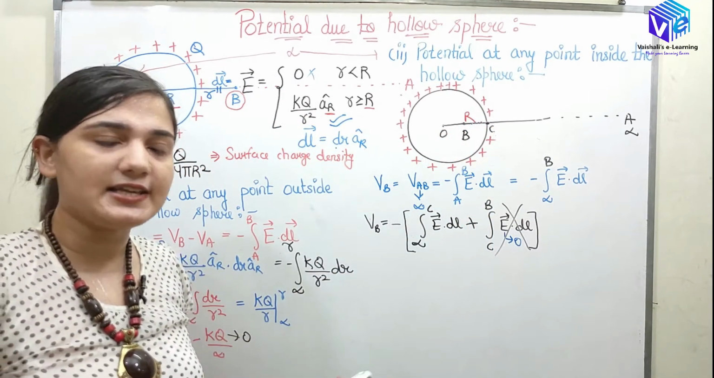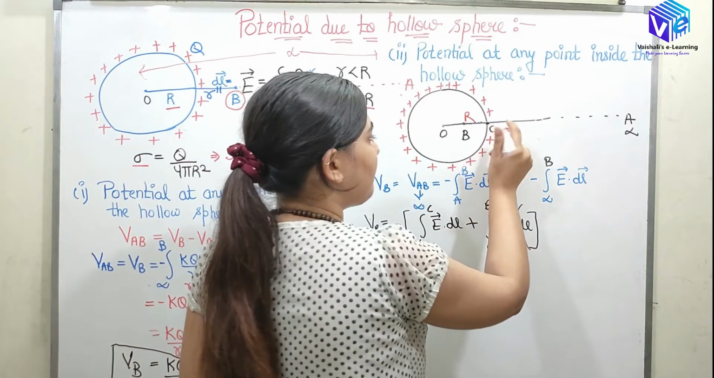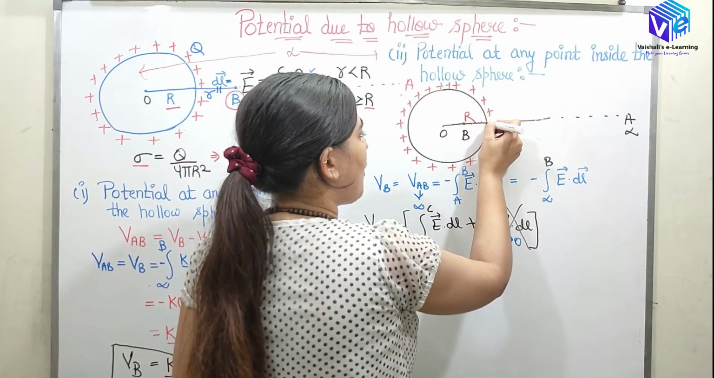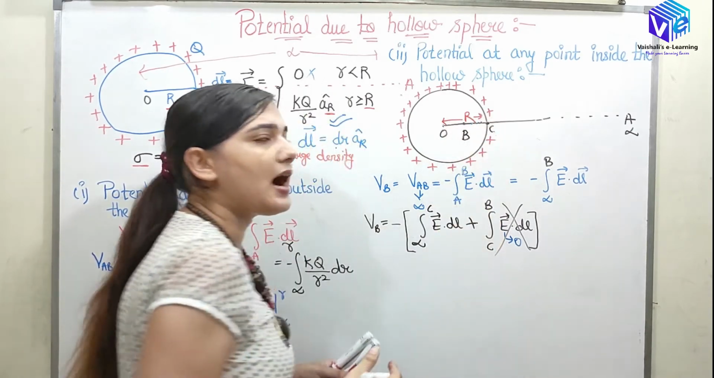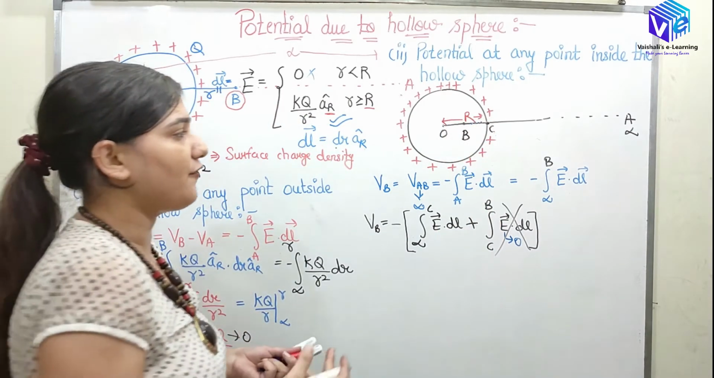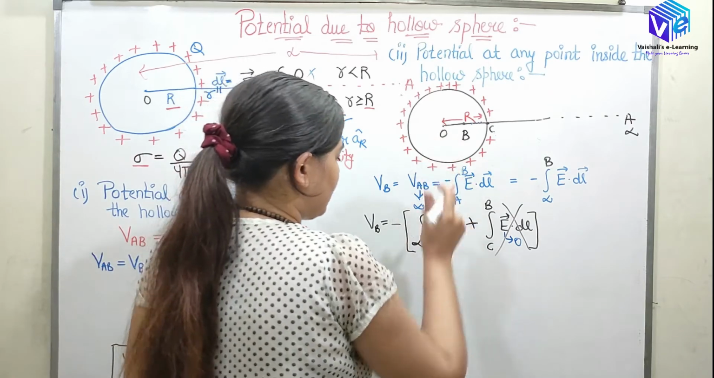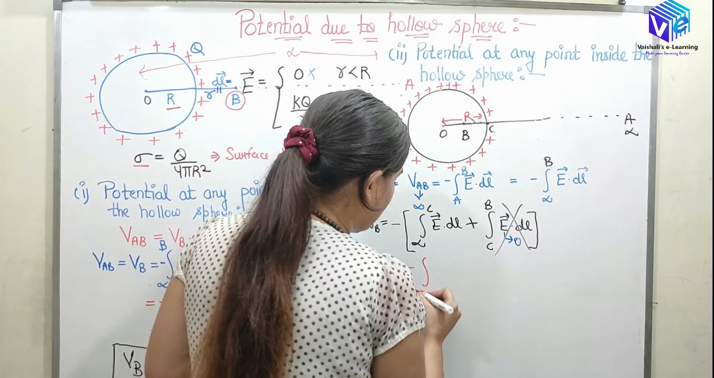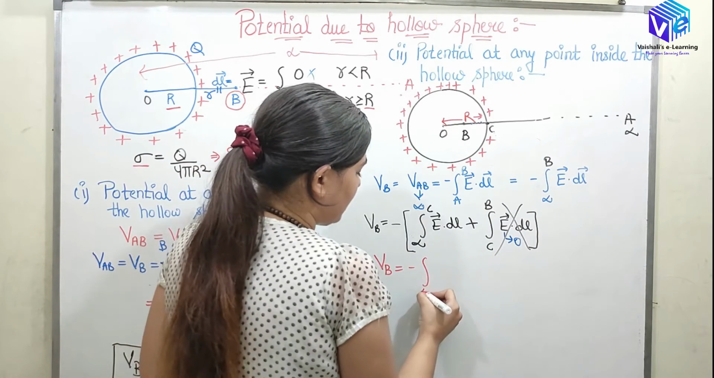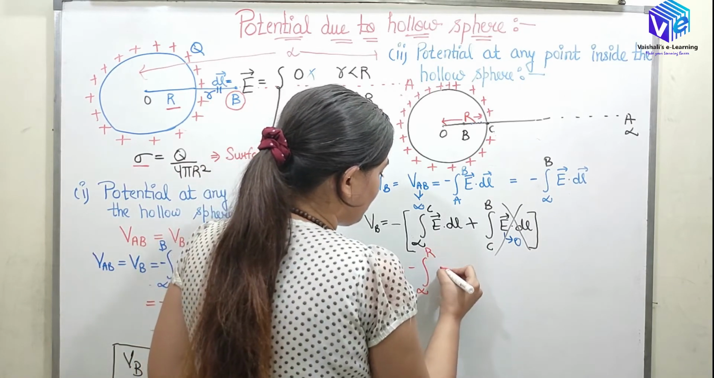Okay, the point C is on the circumference. So if I see the point C, it is at the distance R, which is capital R, the radius of the sphere, from the center. So if I talk about VB, it will be equal to negative integration from infinity to R.